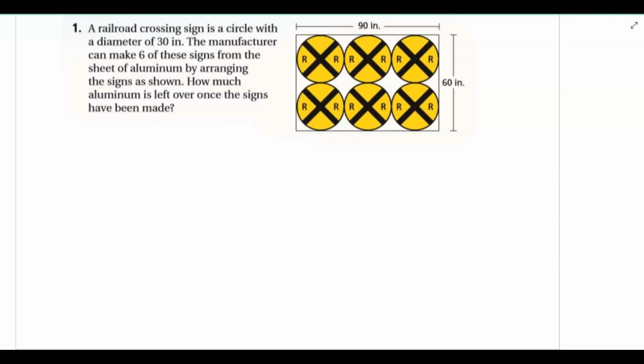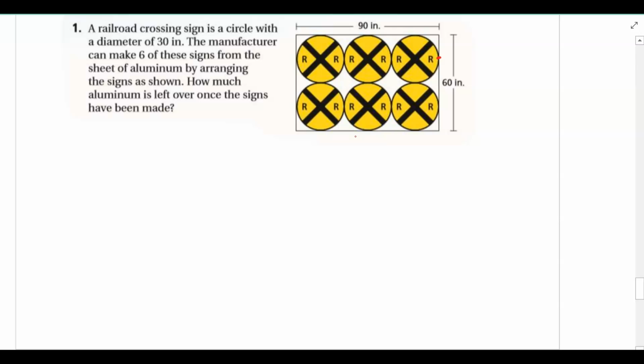Okay, my honors kiddos, you have a couple of extra questions. So on this one, a railroad crossing sign is a circle with a diameter of 30 inches. Cool. And I could tell that that's even 30 inches because if this entire piece is worth 90 and these three circles are extending from edge to edge and there are three of them touching along the way, I can see that that 90 is split perfectly in thirds, right? So we have a diameter of 30. That's cool.